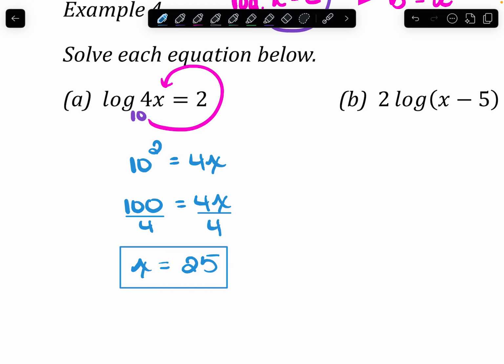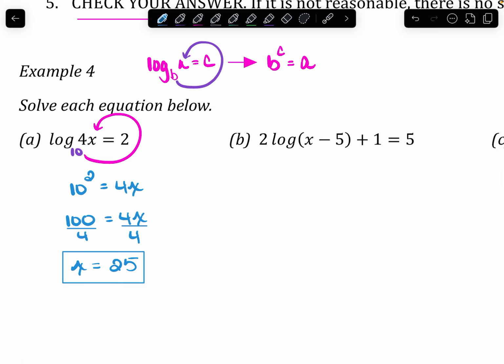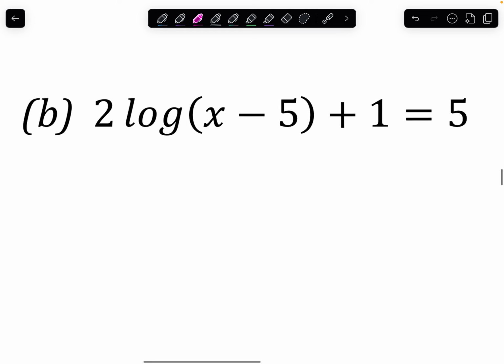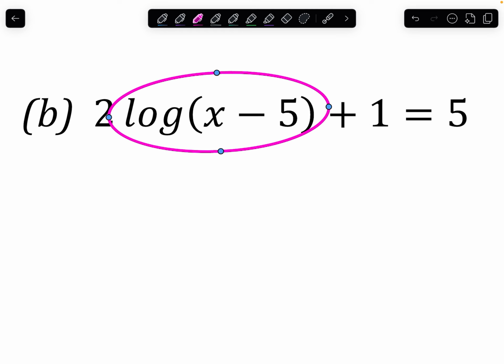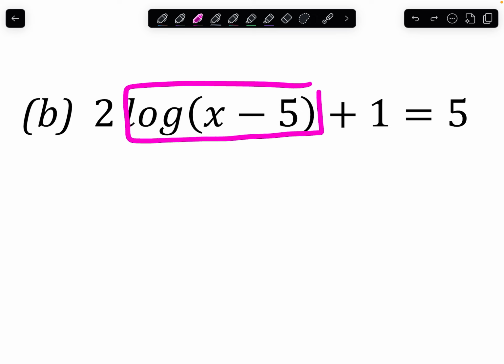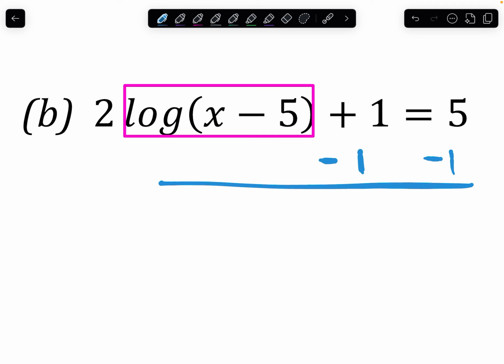All right, b. So we are given 2 times the log of x minus 5 plus 1 equals 5. So locate your log and what is inside of your log. So this time the stuff on the inside is just the x minus 5. Whoops, I drew a rectangle. Please draw a rectangle. There we go. So before we can go to exponential form here, we actually have to move stuff first. You cannot go to exponential form until it's isolated. So we're going to subtract 1 from both sides.